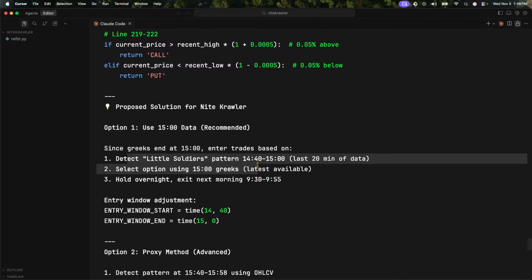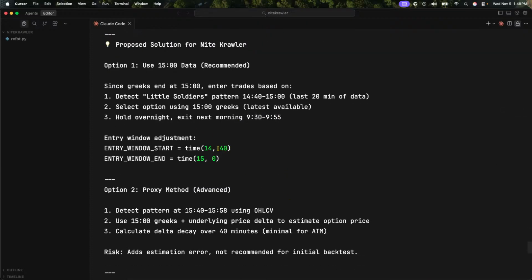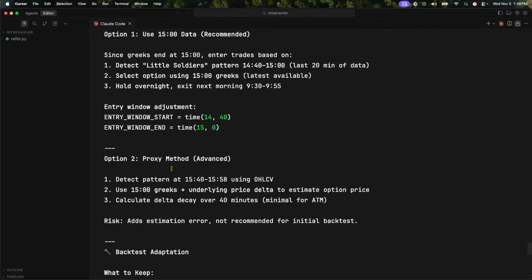To detect the little soldiers pattern from 2:40 to 3 o'clock, the last 20 minutes of data. Select the options using the 3 p.m. theta, the latest available, and then hold overnight until the next morning from 9:30 to 9:55. Adjust the window. I'm thinking 2:20 instead of 2:40. Let's look at option 2.